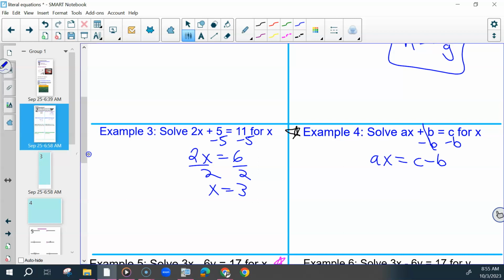And then to get x by itself, divide everything by a, just like we did here. Again, nothing here is like terms with a or can be simplified, so we just divide everything all at the same time. So x would equal c minus b all over a. We have literally solved this equation for a different variable. Questions so far?